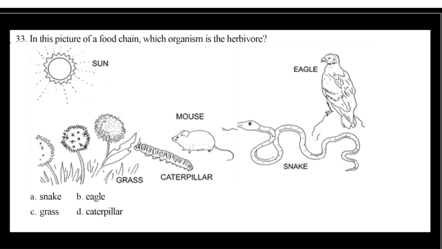Now, if I ask you what kind of consumer the snake is, you would tell me it is a carnivore. Why? Because it only eats meat. Very good. So today in the lesson, we talked about food chains.